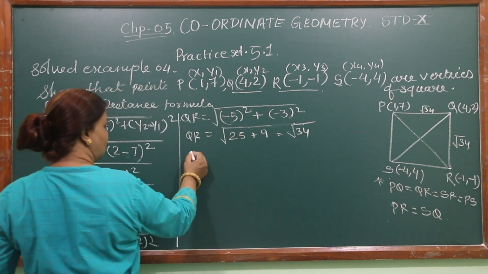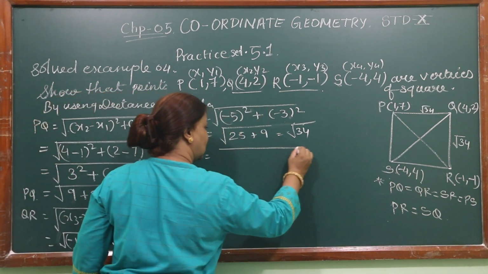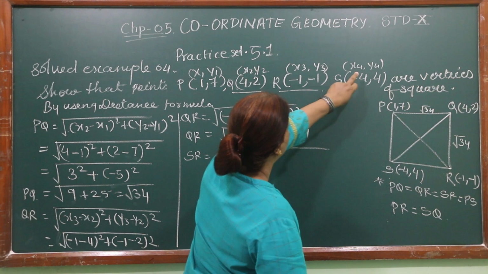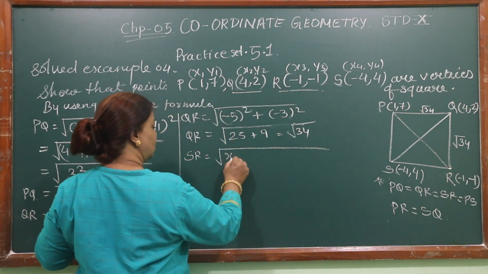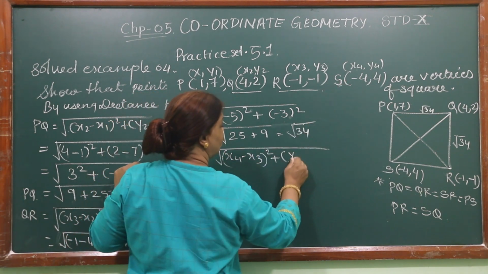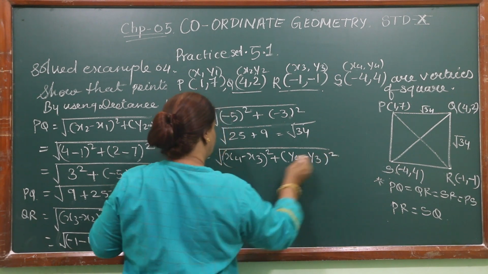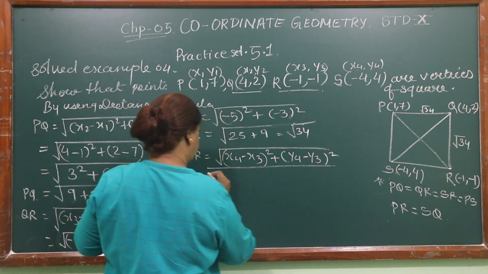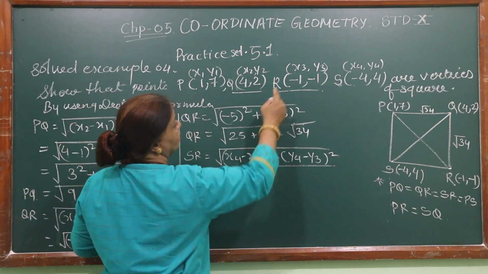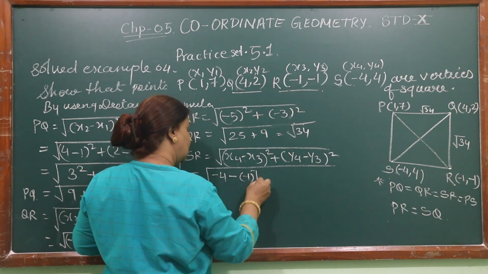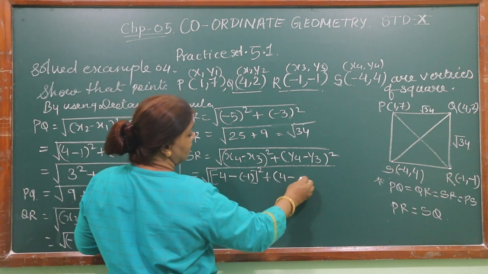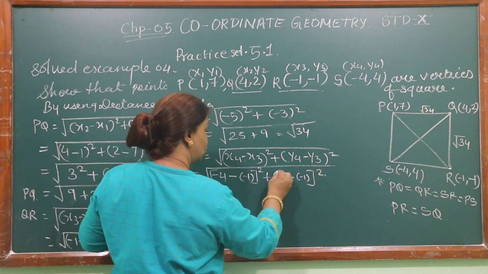Similarly, we will find out SR by distance formula, children. SR: x4 minus x3, the whole square, plus y4 minus y3, the whole square. What are we getting now? x4 is minus 4, then minus x3 which is minus 1, plus y4 which is 4, minus y3 which is minus 1, the whole square.